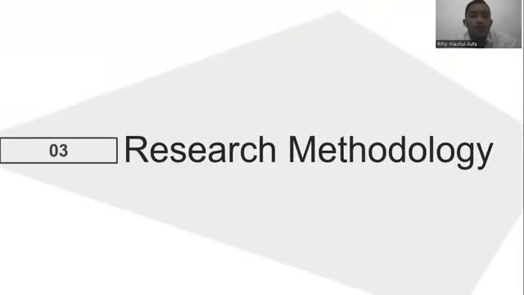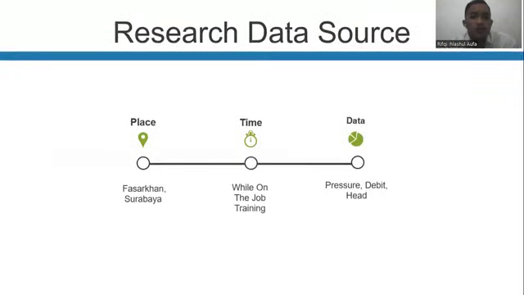And then research methodology. Research data source. Place: Fasharkan Surabaya. Time: while on the job training. And data: pressure, discharge, and height.